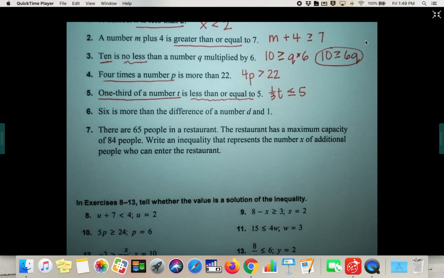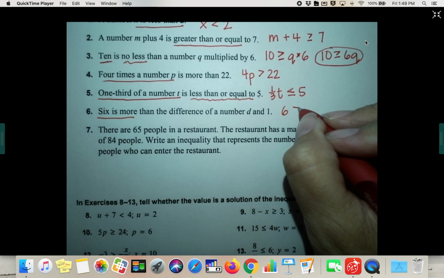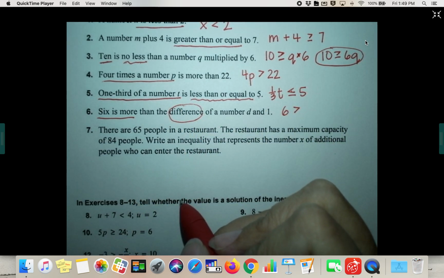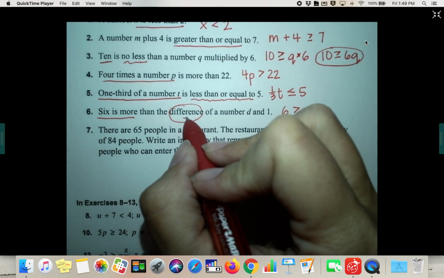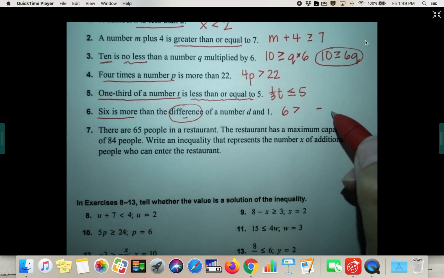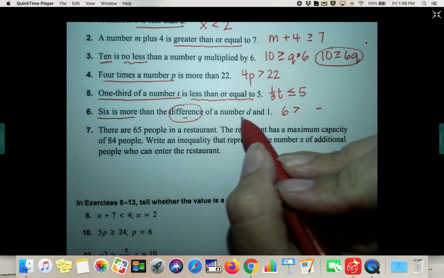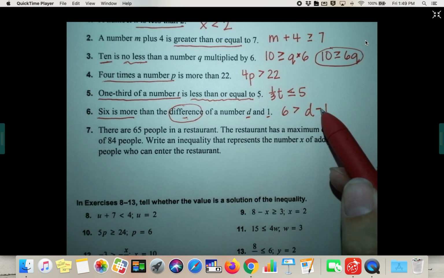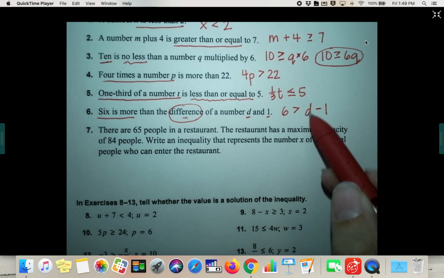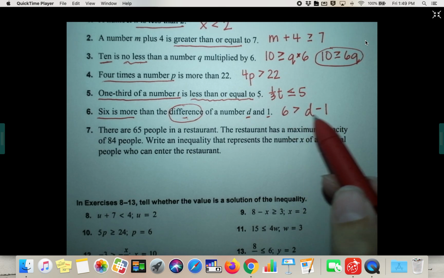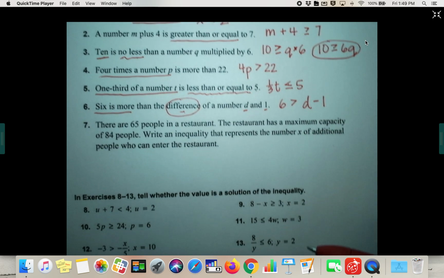All right, number 6. 6 is more. So 6 is greater because it's more. Then the difference, let's think about in math what difference means. It's either add or subtract. Difference is going to be subtract. What's it the difference of? Because we have a subtract now, but I don't know what it's the difference of. It's the difference of a number d and 1. So we've got d and 1. So the difference of d and 1 means subtract d minus 1. So 6 is more than the difference of d and 1. That was a little tricky, but you got to kind of just break it down.